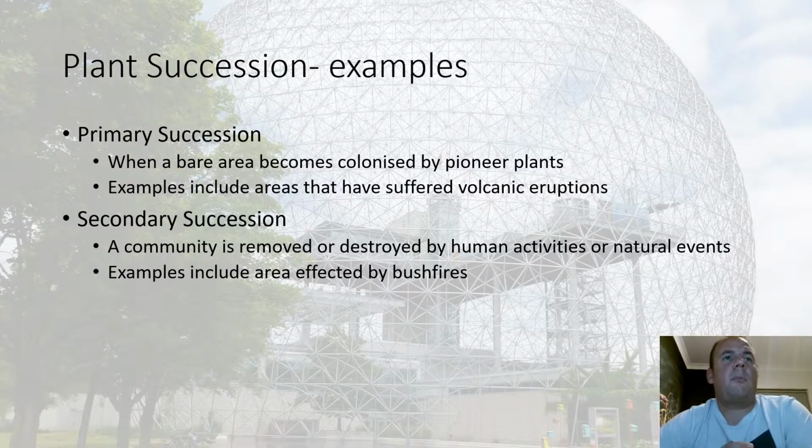So we have primary succession, when a bare area becomes colonised by pioneer plants. Examples include areas that have suffered volcanic eruption. That's a really good example. The first vegetation species that come are pioneer species, and then secondary succession is when, particularly after a bushfire, we get secondary types of plants taking over. So that's how vegetation develops, particularly in a local area.